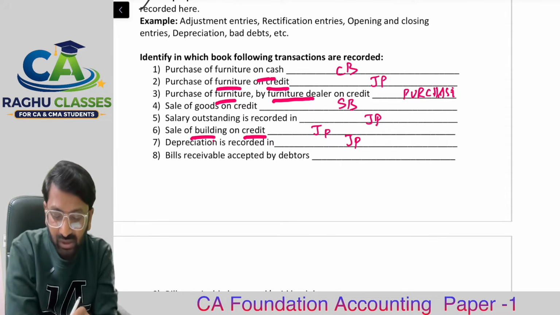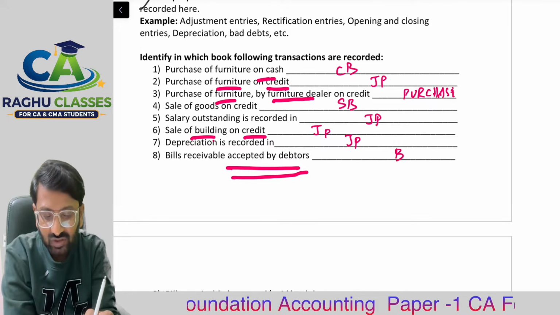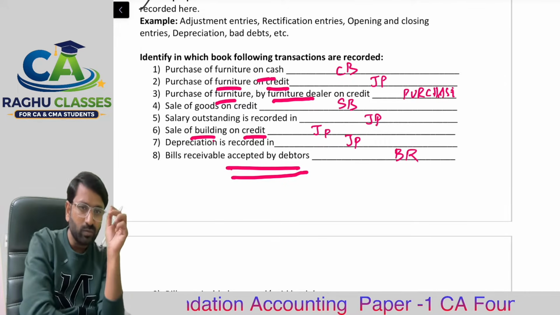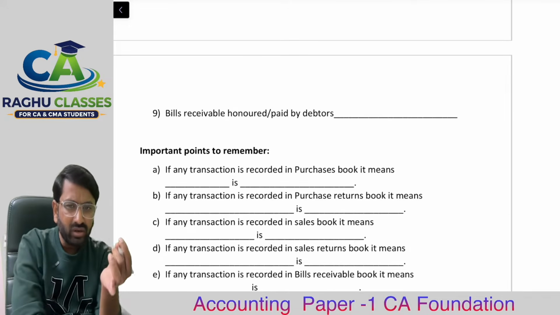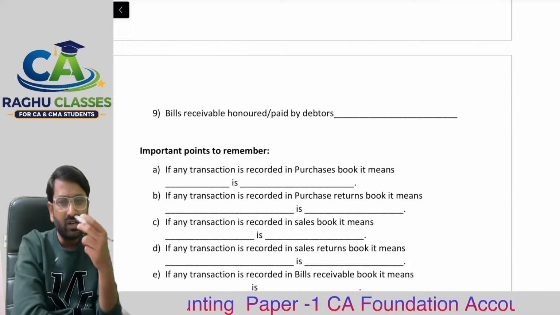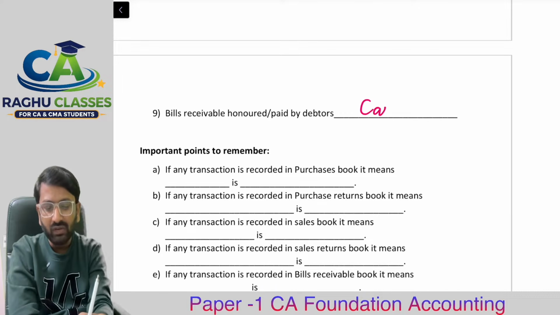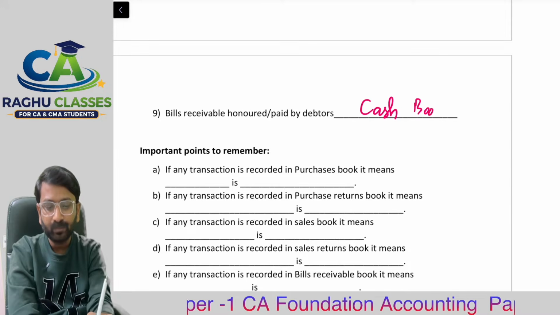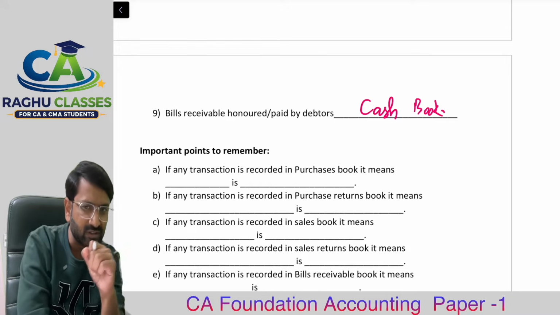Bills receivable accepted by our customers, so whenever it is accepted by the customer, we record it in the book called bill receivable book. Next, bills receivable honored or paid by the debtor. Now the bill is being settled. And if the bill is settled, can we say money is coming in? So the money is involved, that will come in which book? Cash book. So like this, you try to understand in which book you record what kind of transaction.